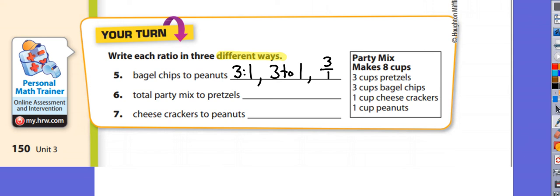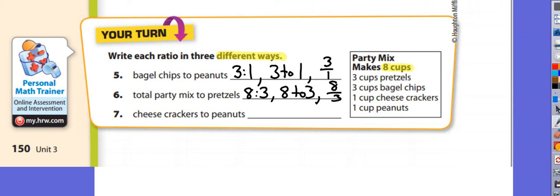Number 6 is the total amount of party mix to pretzels. If you look carefully at this, you're not going to see the total. You're actually going to have to do some addition. There are 3 cups of pretzels, 3 cups of bagel chips, 1 cup of crackers, 1 cup of peanuts. That's a total of 8 cups, which actually is shown in the title. It's just kind of secret there. Anyway, the total amount is 8, and the pretzels is 3. So the first ratio would be 8 to 3, or 8 to 3 with a colon, or 8 over 3. Which is really strange, that you would be writing the total over the part, but it's what they asked for.